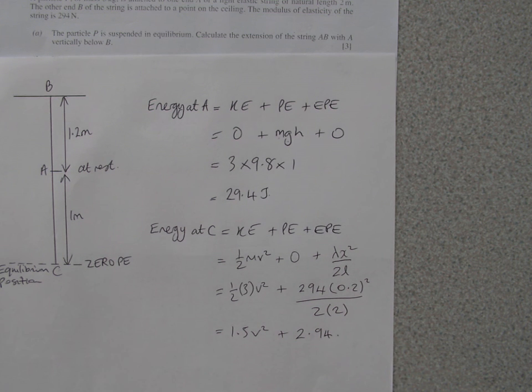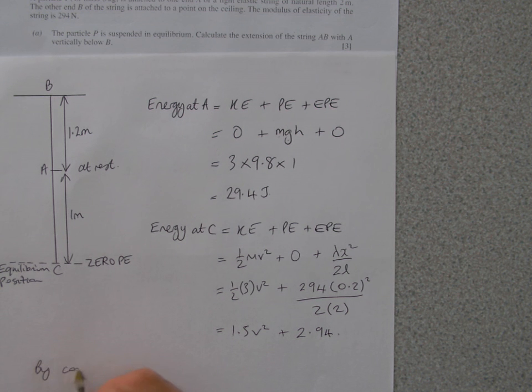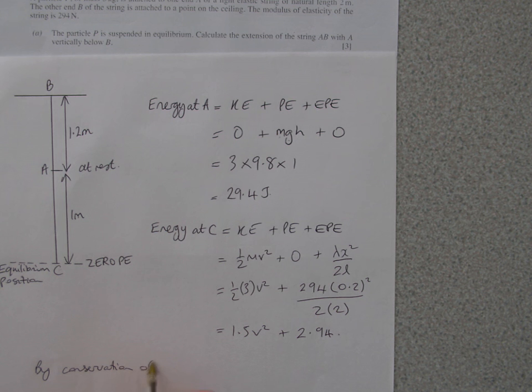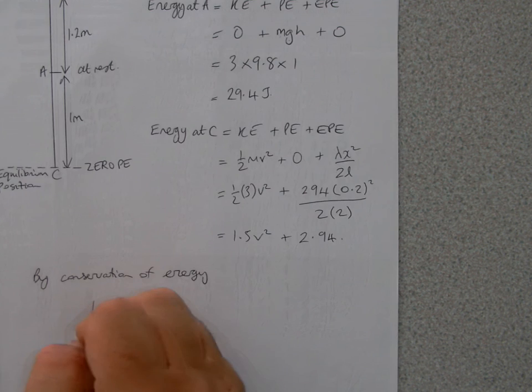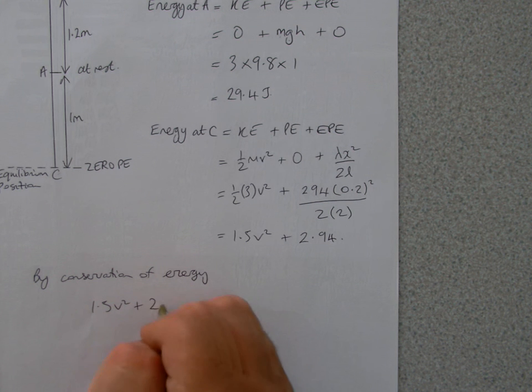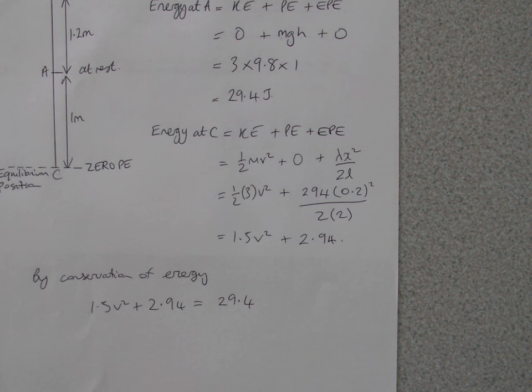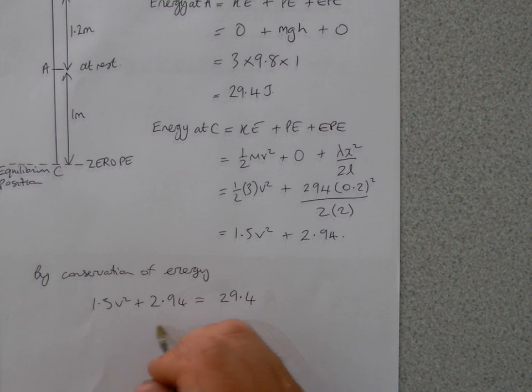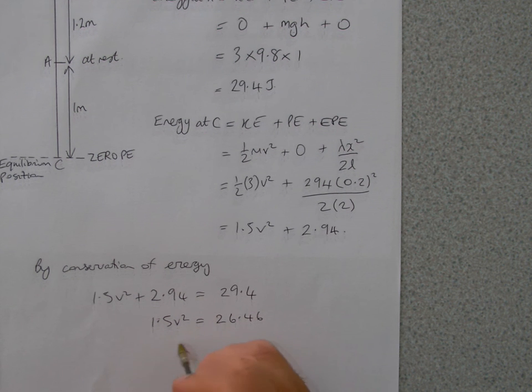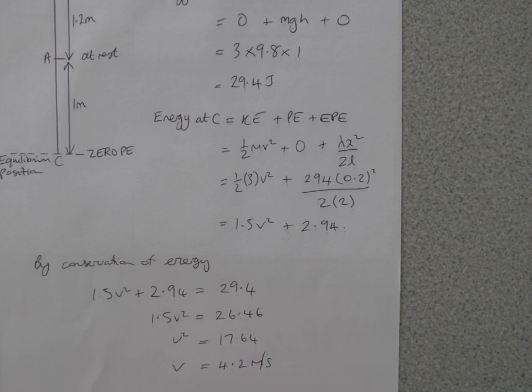So then the energy is conserved, isn't it? There's no loss of energy. So by conservation of energy, the energy that we have at C, which is this, will equal the energy that we had at A. It'll balance out there. And if you take this over, you have 1.5 v squared is 26.46, which means when you take the 1.5 over and divide, you get 17.64 here. So then v comes out to be exactly 4.2 meters per second.